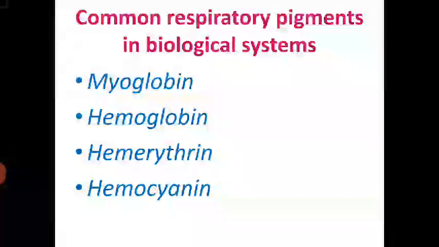So next, let us see various respiratory pigments present in biological systems. Here we have four different respiratory pigments, namely myoglobin, hemoglobin, hemerythrin and hemocyanin. Hemoglobin and myoglobin are present in several vertebrates, whereas hemocyanin is present in certain mollusks and arthropods, whereas hemerythrin is also present in some marine invertebrates.